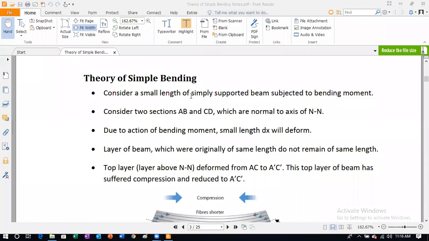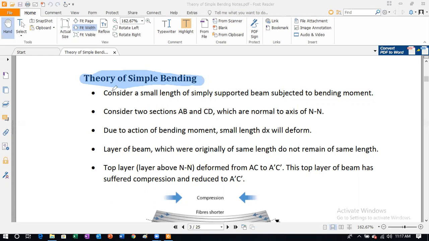So today we will discuss the theory of simple bending, right? We have discussed the introduction of the theory of simple bending in the previous class. Today we will discuss the derivation of the theory of simple bending.